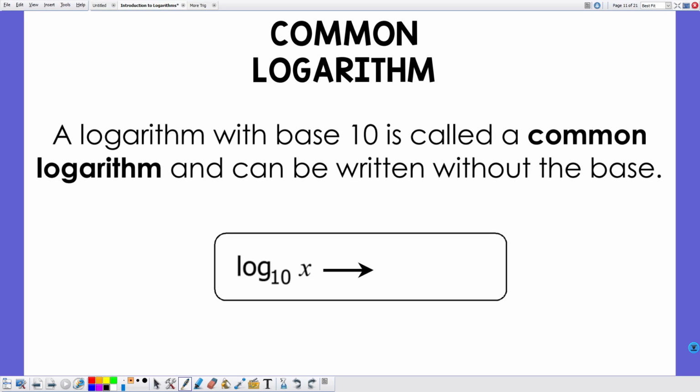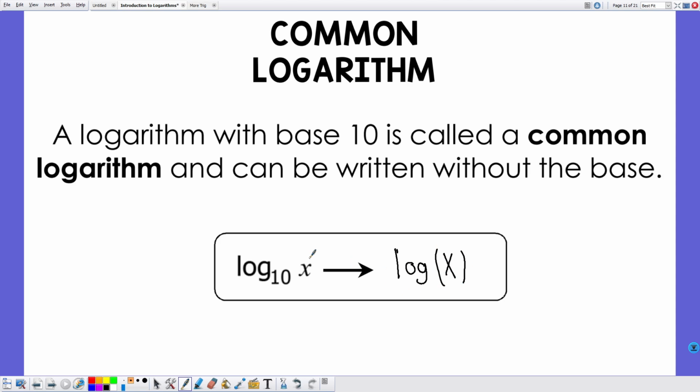Okay, so now we're going to talk about what is called the common logarithm. A logarithm with base 10 is called a common logarithm and is just so common that we write it without the base. What I mean by that is log base 10 of x, we just write as log of x. No number required.